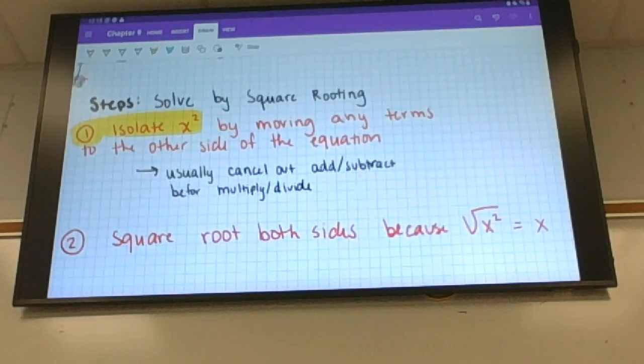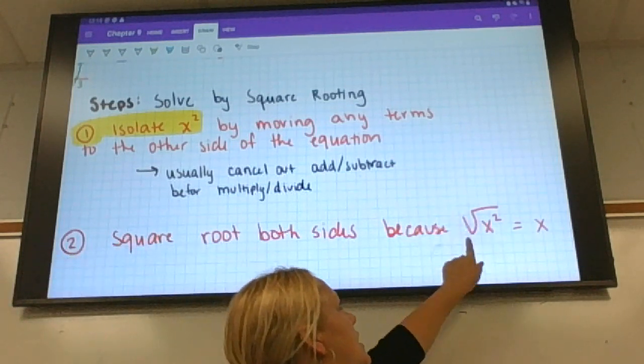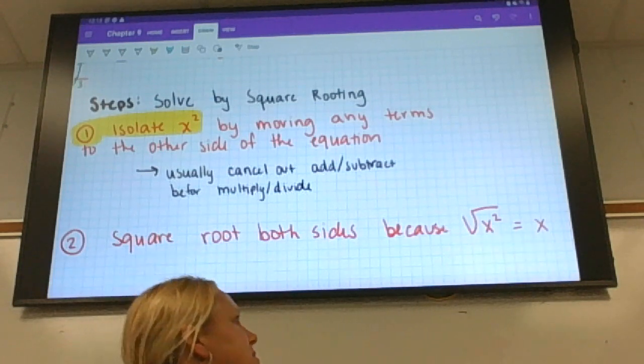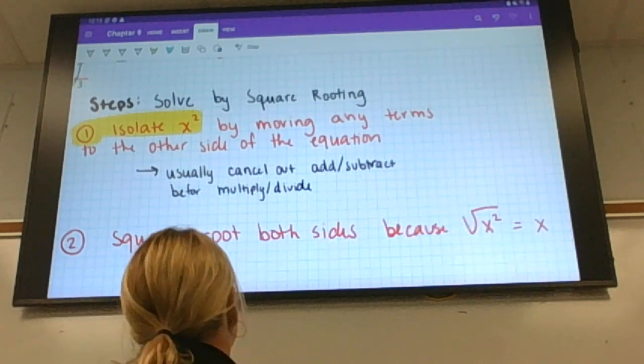Alright, after you isolate, you square root both sides. So we're literally going to write a square root bar on both sides, and that's because the square root of x squared is x.